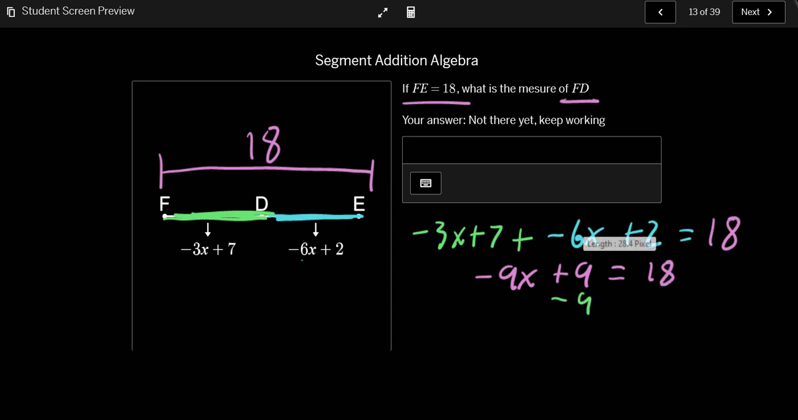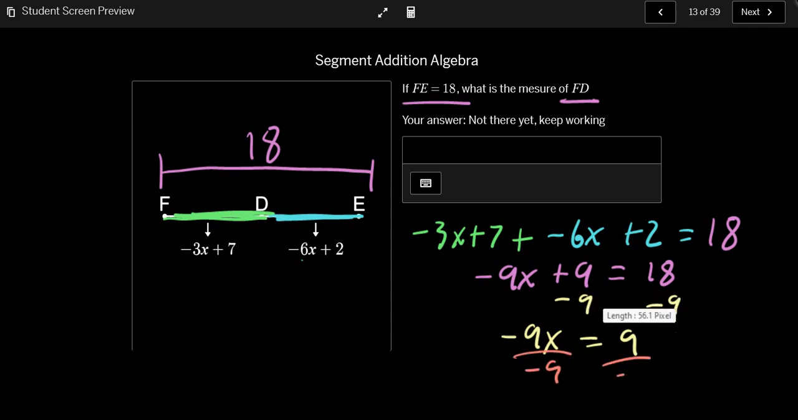And then we subtract 9 to the other side. Actually, let's do that in a color that we aren't using for color coding. So we subtract 9 to the other side, and we get negative 9x is equal to 9. And then we divide both sides by negative 9. So x here equals negative 1.